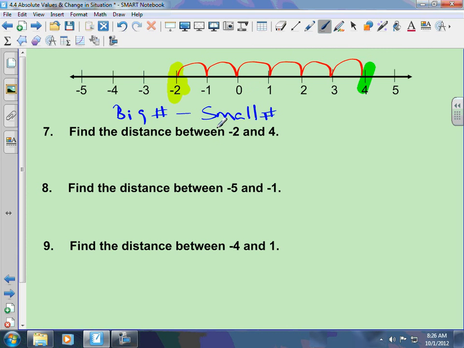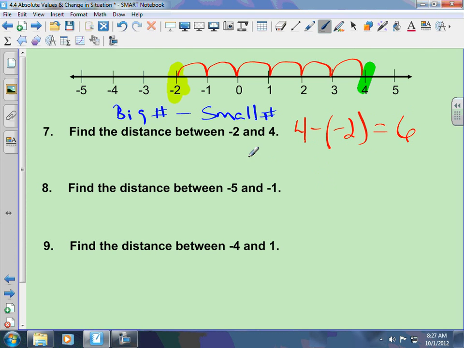But if I do big minus small, I'll get that answer. What's the big number here? 4. Minus, what's the small number? -2. So put this in your calculator: 4 minus -2. What do you get? 6. If you do big number minus small, you'll always get the right answer.